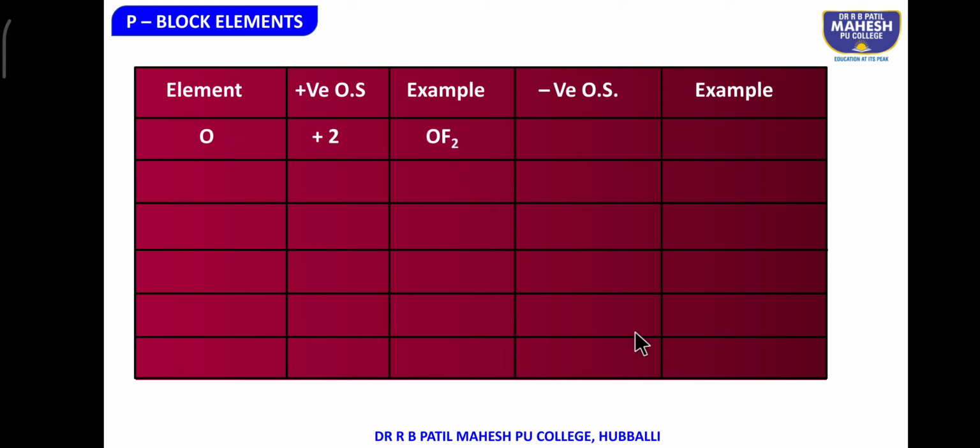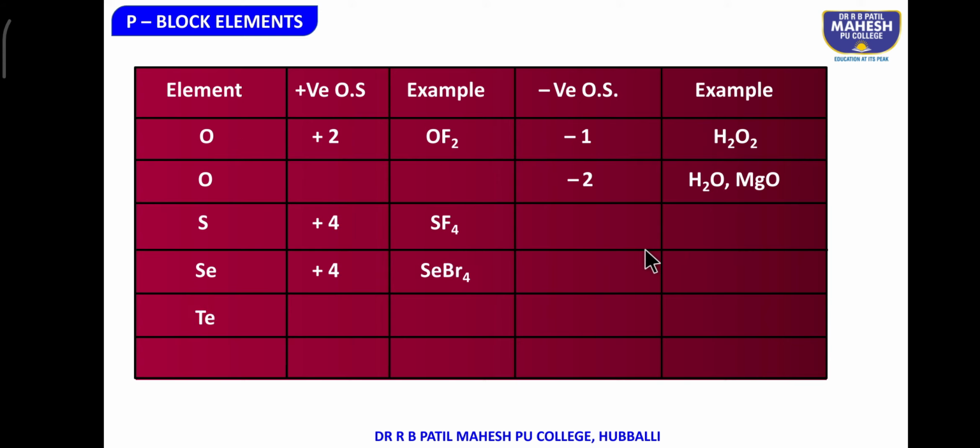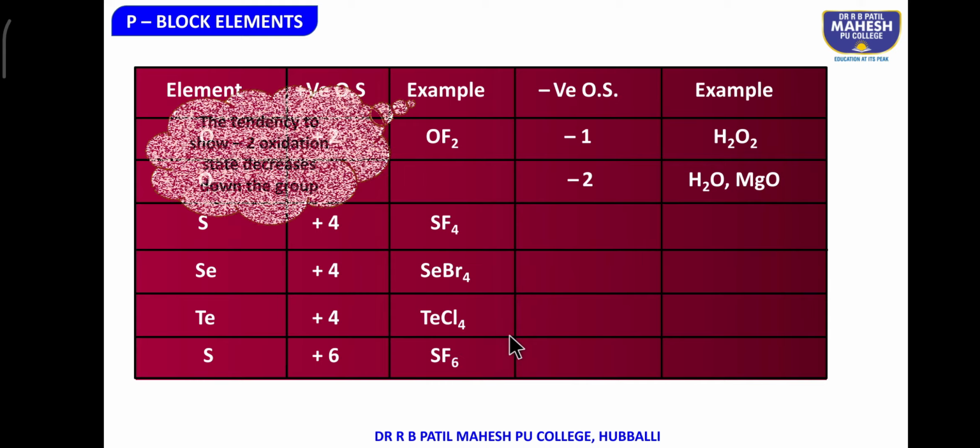For oxygen in the +2 state, we have the example of OF2; in the -1 state we have hydrogen peroxide. In the -2 state we have water and magnesium oxide. Sulfur tetrafluoride is an example for +4. Selenium tetrabromide or chloride is an example for +4. Tellurium tetrachloride is an example for +4. For +6, in the case of sulfur, we have sulfur hexafluoride.